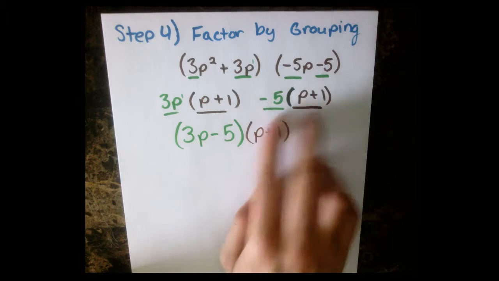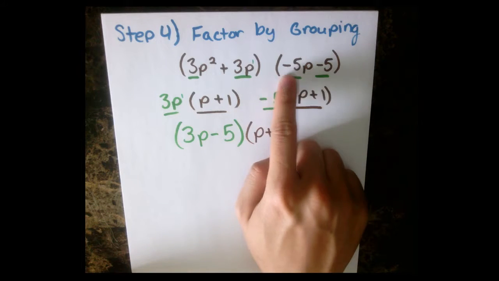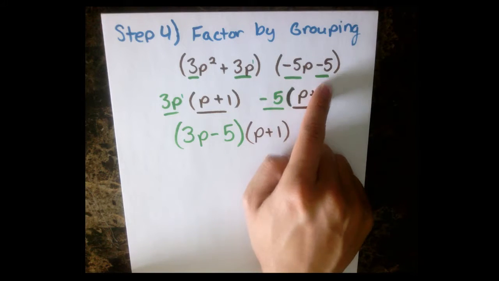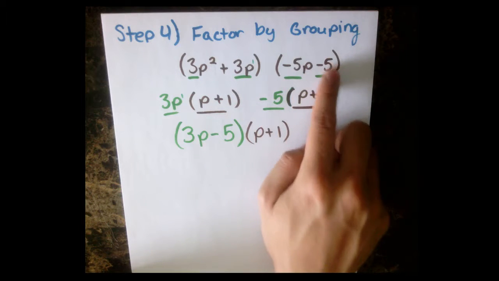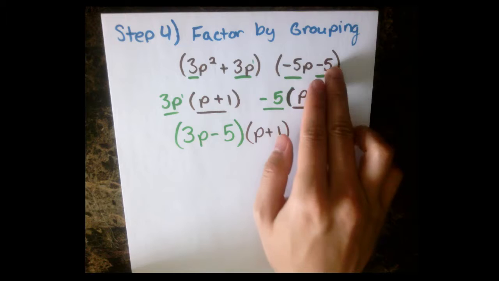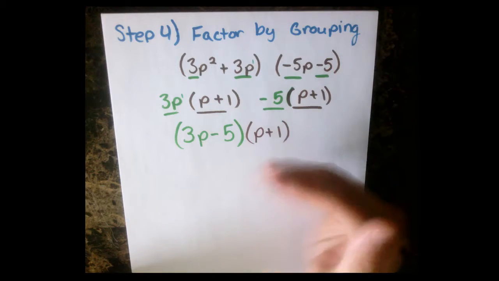And over here, we're going to do the same thing. Again, we'll start with the numbers. -5 and -5, what's their greatest common factor? They're the same number, so -5. And p, and technically p to the 0, but no letter here. Because there's no letter, I can't pull out a p.